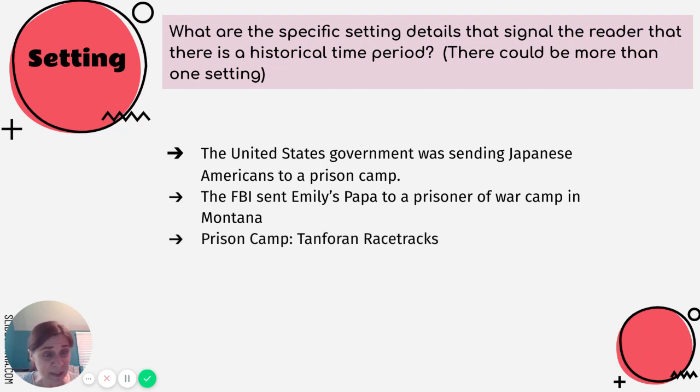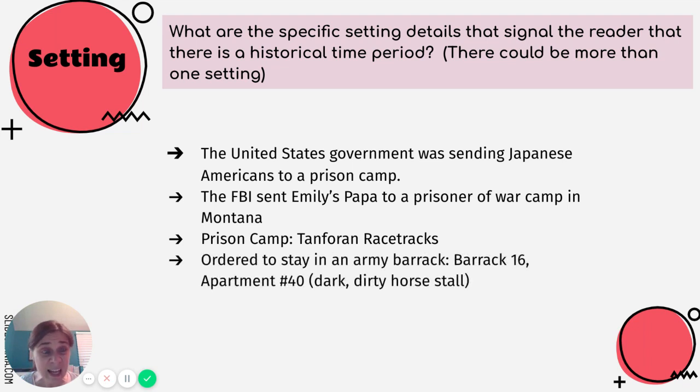We learned about the prison camp, Tanforan racetracks, right? That's another setting that the story moved through in the book with Emily's family. And then they were ordered to stay in an army barrack 16, apartment number 40. And that was also described as dark, and it was actually a dirty horse stall, right? So these are all of the things that impacted the setting that gave us a signal that, yeah, this is definitely in a historical time period because of the description of the different settings throughout the story.